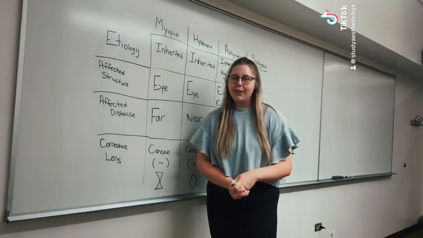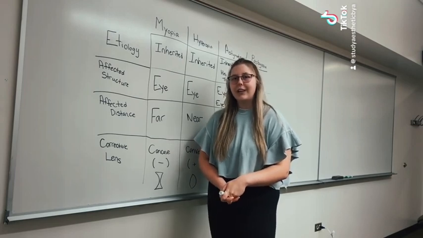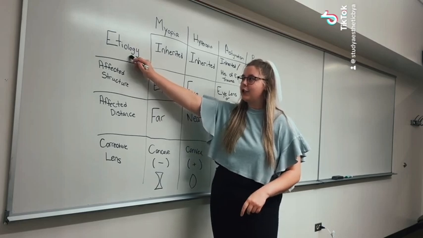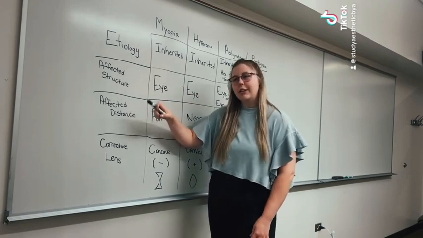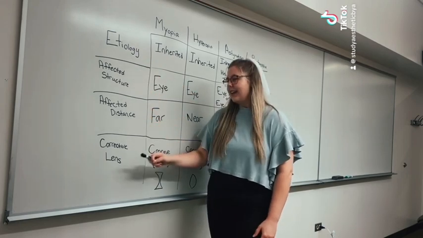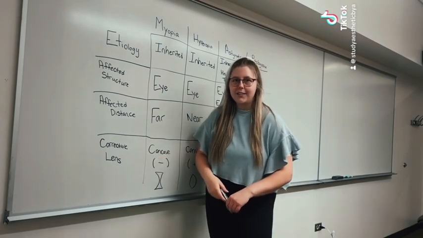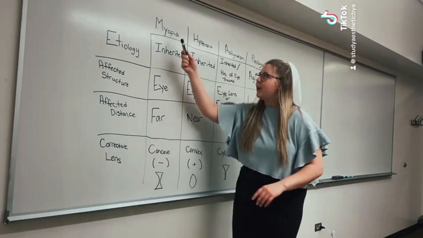So today I'm going to be talking about a couple different refractive errors and some things that go along with them, such as their etiology, the affected structure, the affected distance, and the corrective lens choice for people with these refractive errors. Let's begin with myopia.